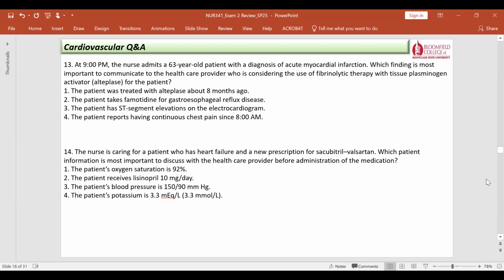Okay, 13. At 9 p.m., the nurse admits a 63-year-old patient with diagnosis of acute myocardial infarction. Which finding is most important to communicate to the healthcare provider who is considering the use of fibrinolytic therapy with tissue plasminogen activator or alteplase for the patient?